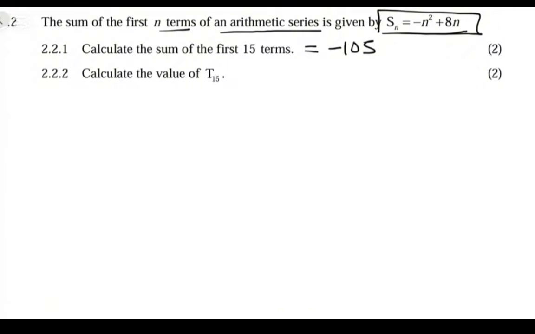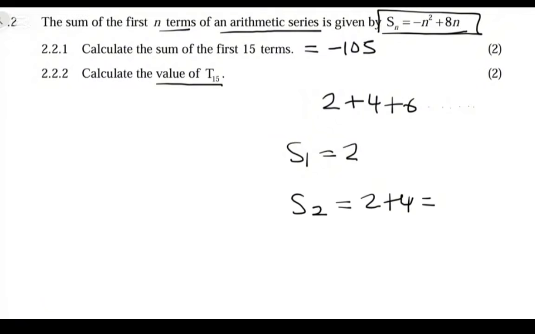So the next one, they say calculate the value of term 15. I want you to understand this. A lot of my students, I saw them struggling with this type of question. When we talk about the sum, we talk about the addition of certain terms. For example, if we have a pattern like 2, 4, 6, and so on, when we talk about sum, we talk about the addition of all these terms that are here. To find the sum of one term, we take the first term, which gives us 2. And then the sum of 2 terms, we just add 2 plus 4, which is going to give us 6.